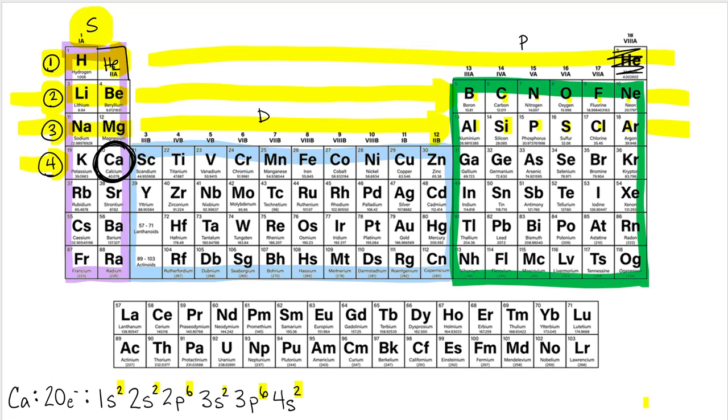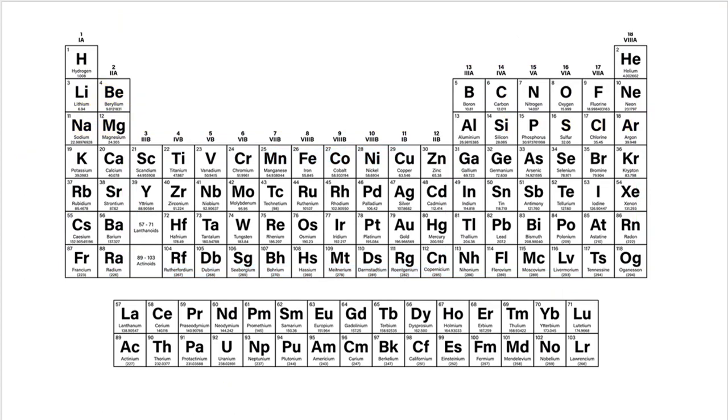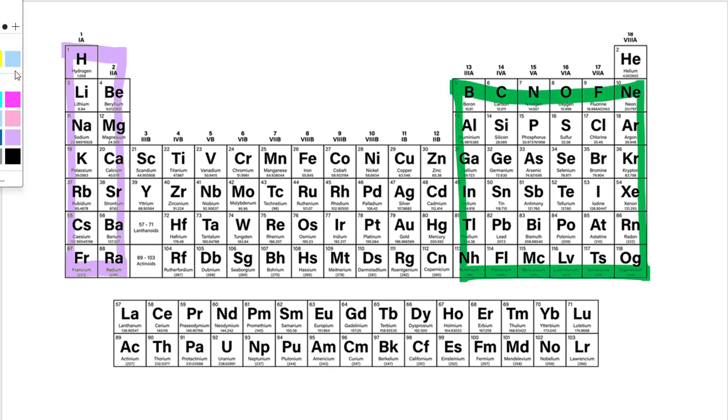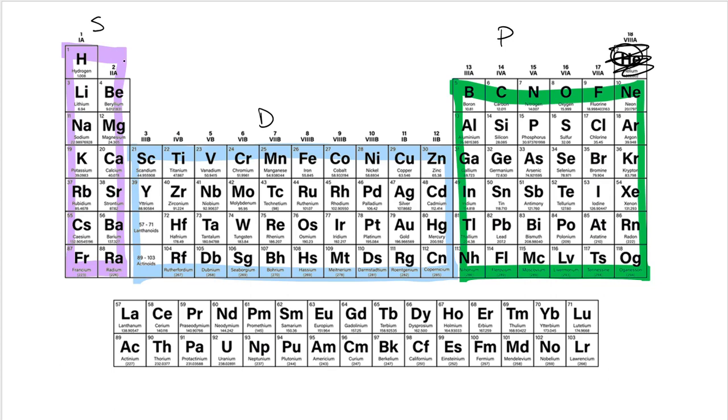Let's do a harder one. My mouse is about to run out of power. This is a good time here. I'm going to highlight these again. We've got purple and green and blue, s, p, d. Helium goes over here. 1, 2, 3, 4, 5.